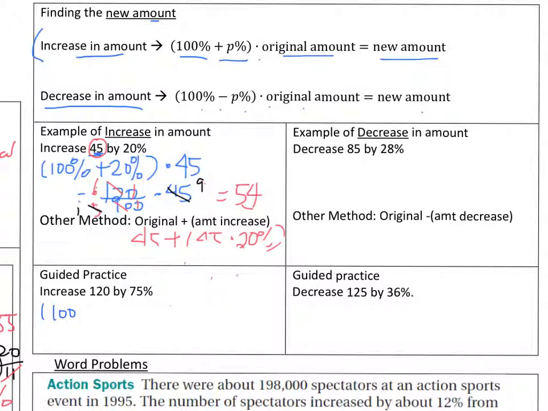Take 100%, and you add 75% because we want to increase the original amount of 120 by 75%. Okay, and we can multiply that by 120. And then we get 175 over 100 times 120. And we can simplify.